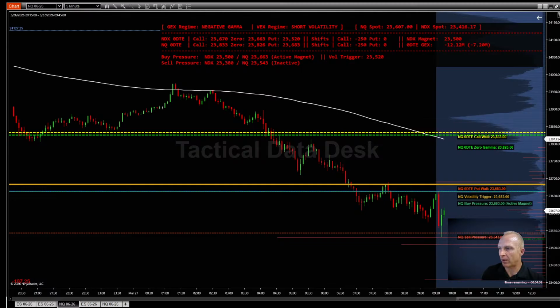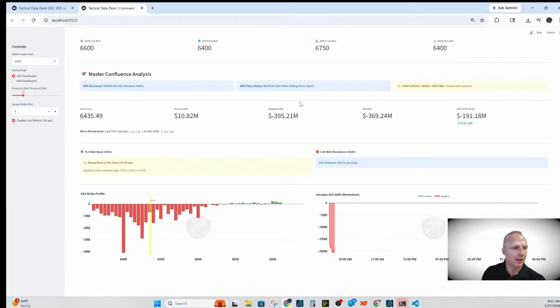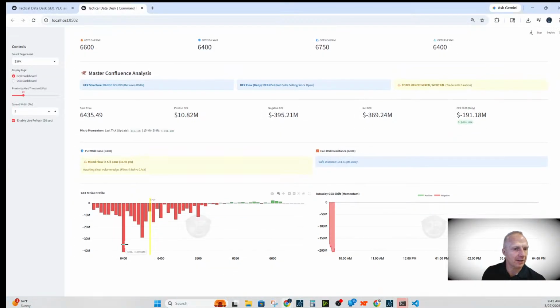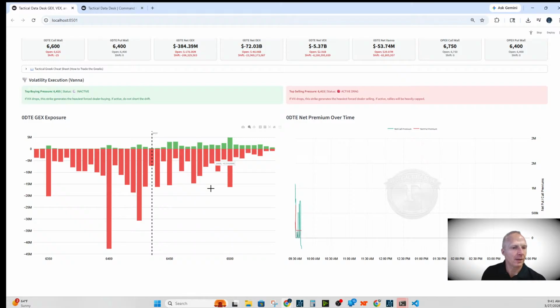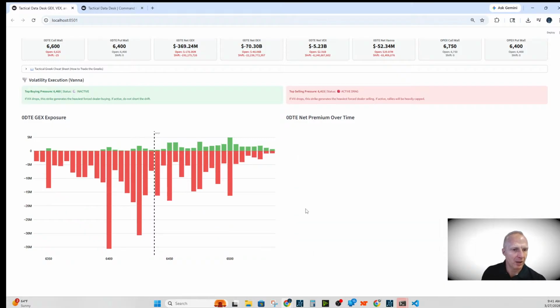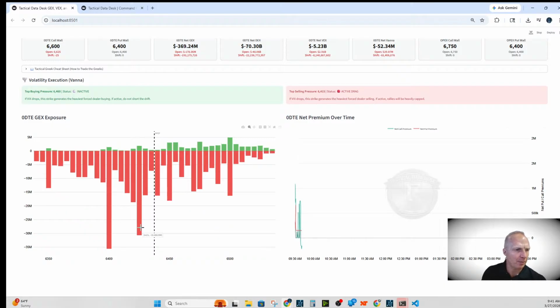Find the dashboards. Here we are. Massive call wall right here at 6400. Lots of negative GEX, negative 200. OPEX call wall 6400. Here's your net premium all over the place, headed down. Put wall at 6425, Foreman. Still 6400 is the biggest one. Lots of down activity.